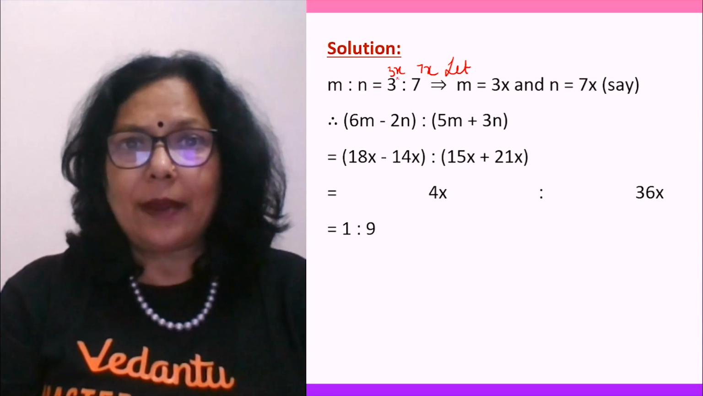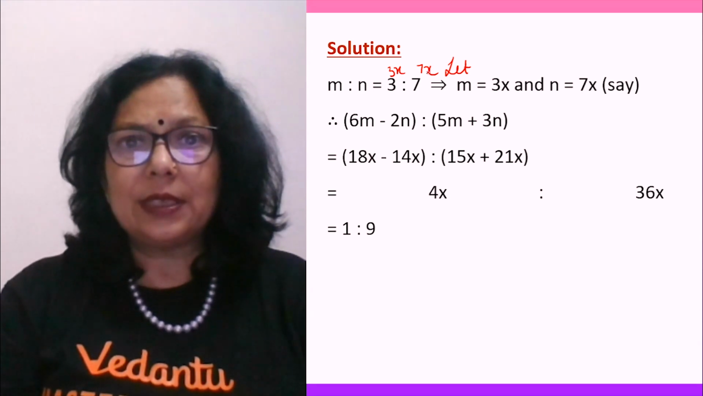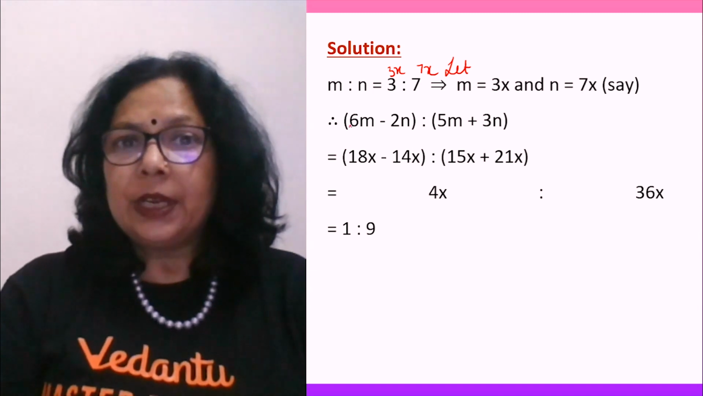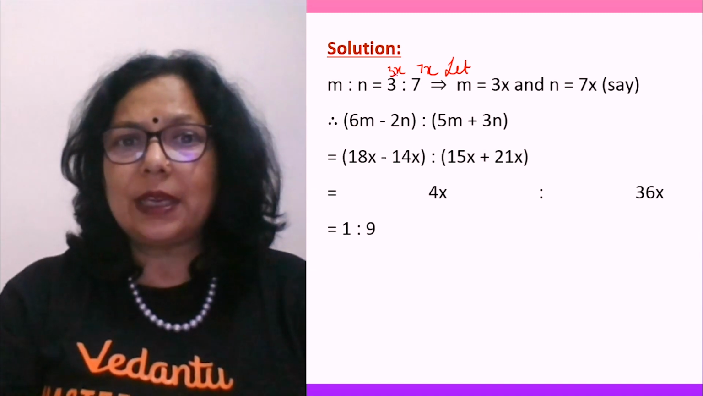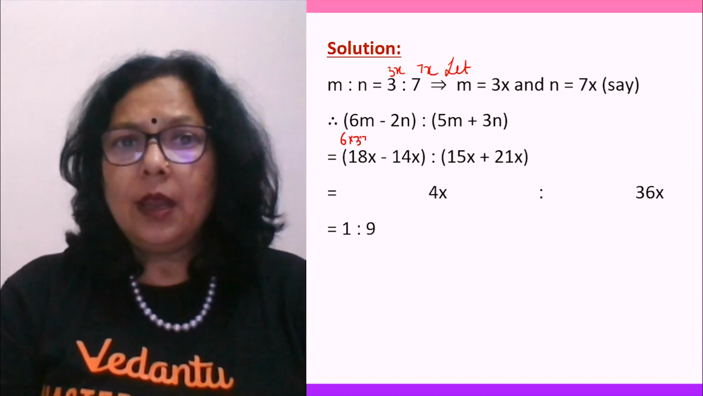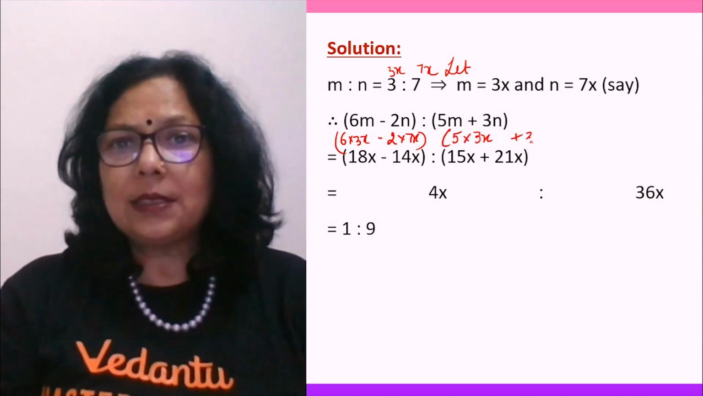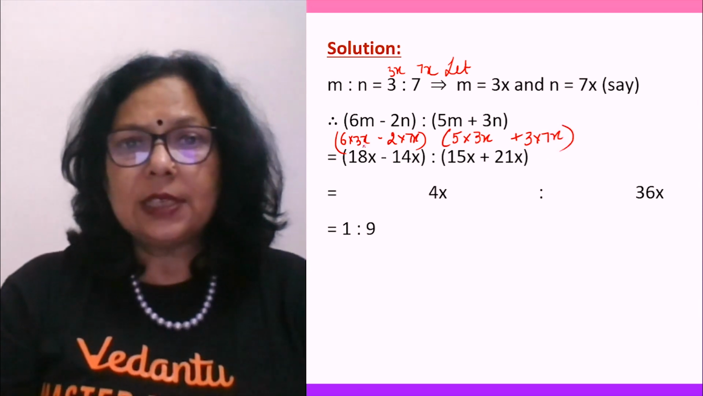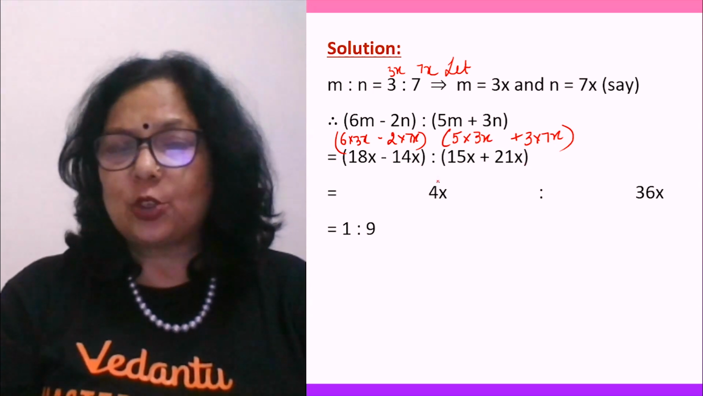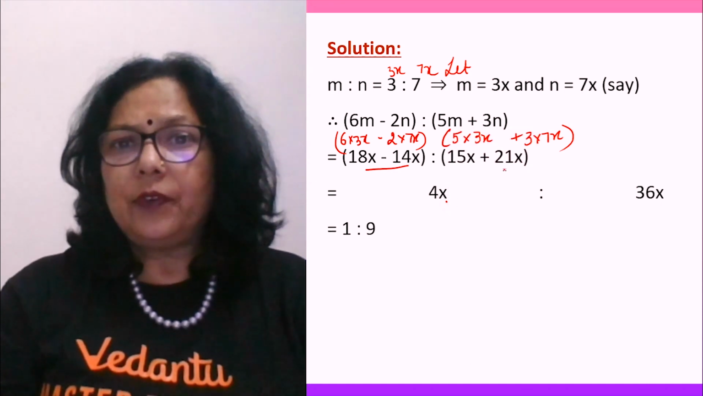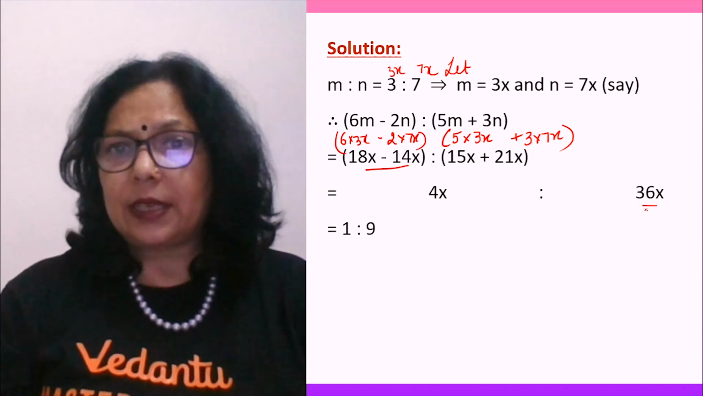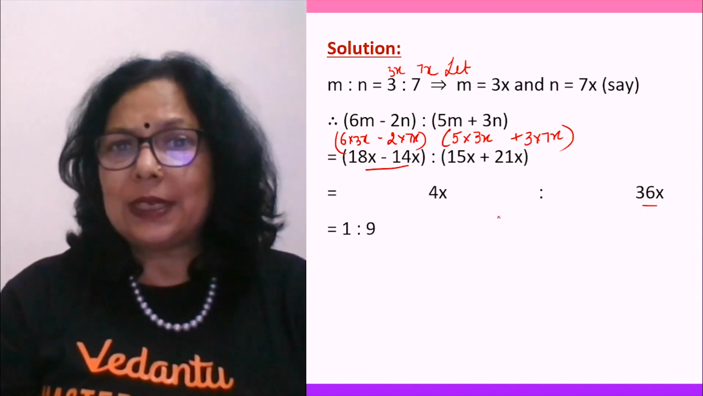So wherever it is m, you substitute 3x. Wherever it is n, you substitute 7x. 6 into m, that means 6 into 3x, and 2 into 7x. Then 5 into 3x plus 3 into 7x. This gives you 18x minus 14x, 15x plus 21x and the ratio between them. 18x minus 14x is 4x and 15x plus 21x is 36x. So 4x is to 36x.